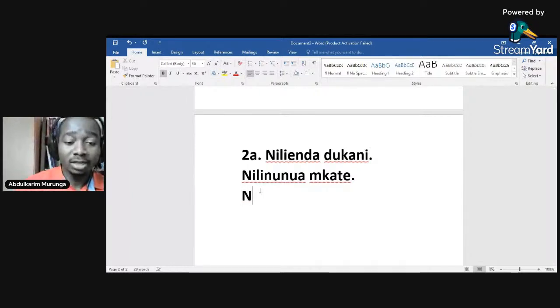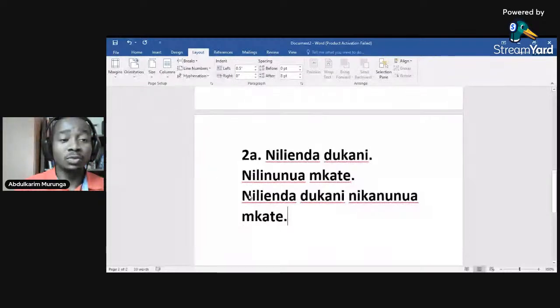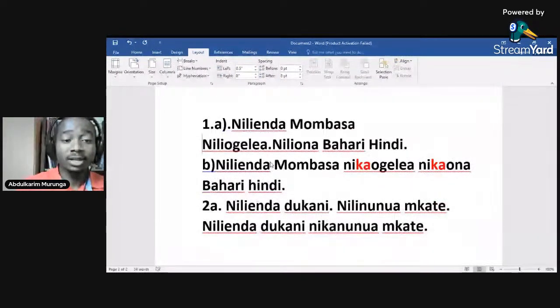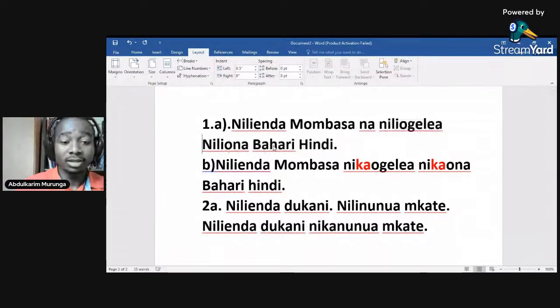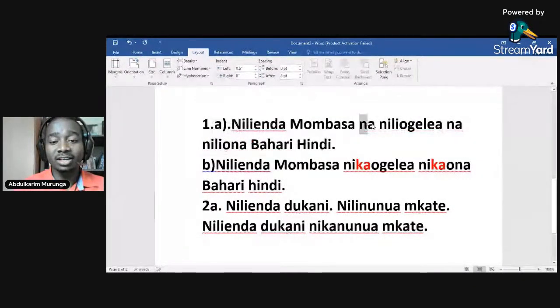So we can say nilienda dukani nikanunua mkate. Sometimes this is just used as a substitute for the word na. It means and or then. Nilienda dukani na nilinunua mkate. So we can join this sentence using na, which will have the same meaning with ka here. So here we can say nilienda Mombasa na niliogelea na niliona bahari Hindi. So instead of using this na, you simply use the ka.